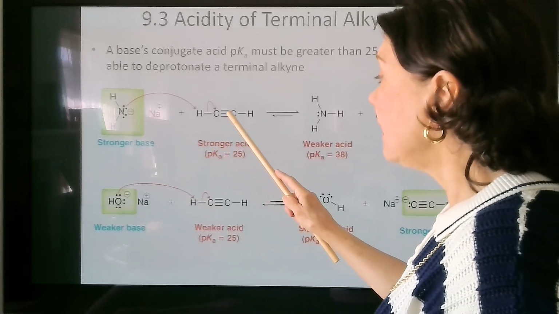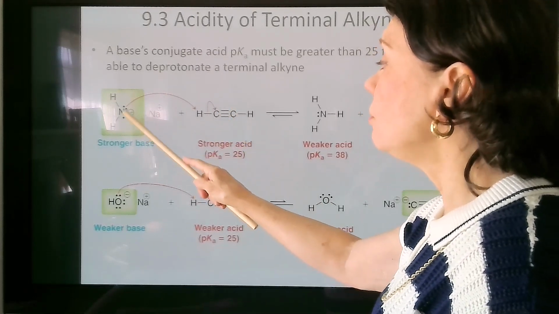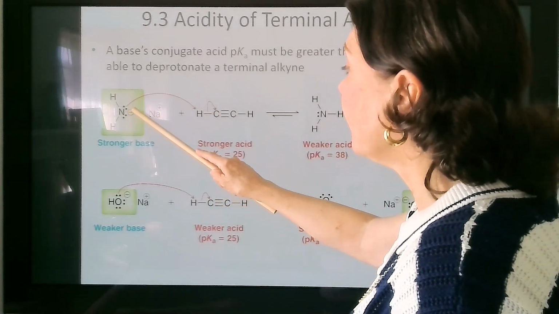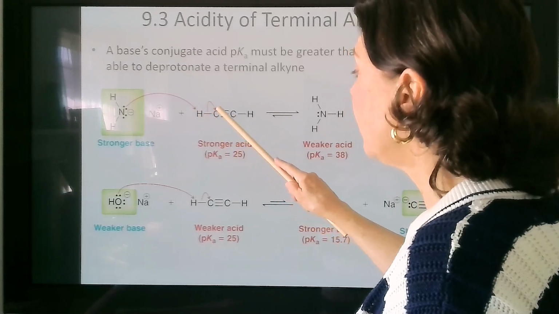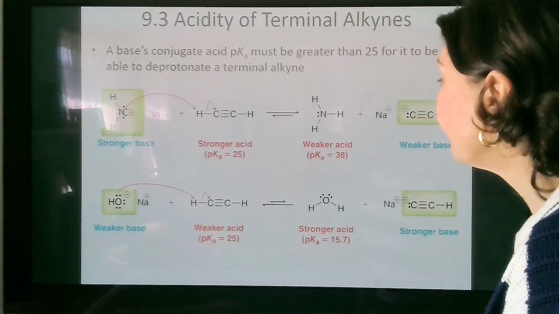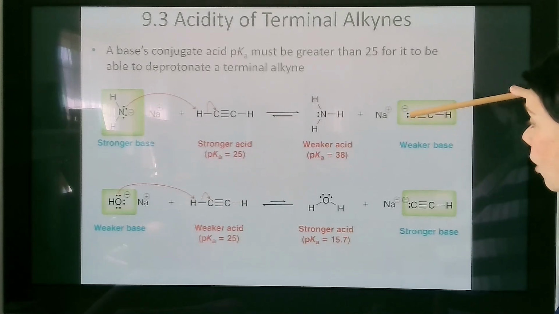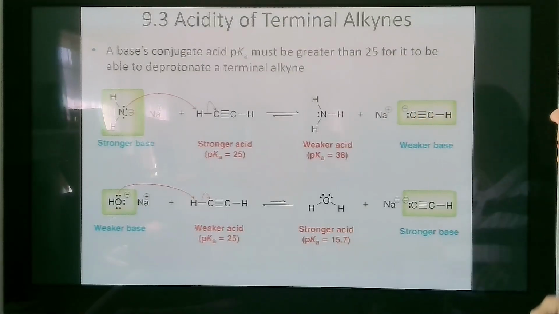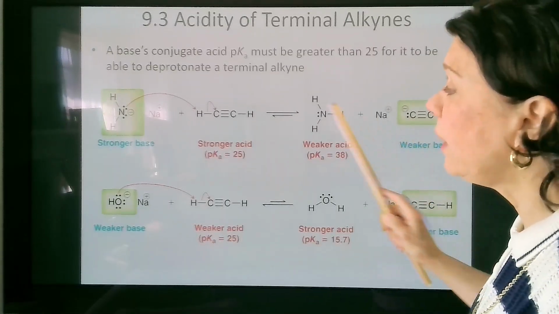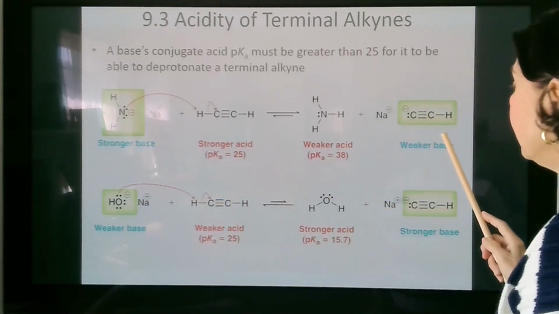And so this acetylene or ethyne will give up a proton to this strong base so that the strong base can become ammonia. So this comes in, plucks off a proton, the pair of electrons moves in to reside in an orbital on carbon. And here you can see the anion with the lone pair residing on carbon. And so this is a weaker base than amide. Okay, amide is a strong base. This is a weaker base.